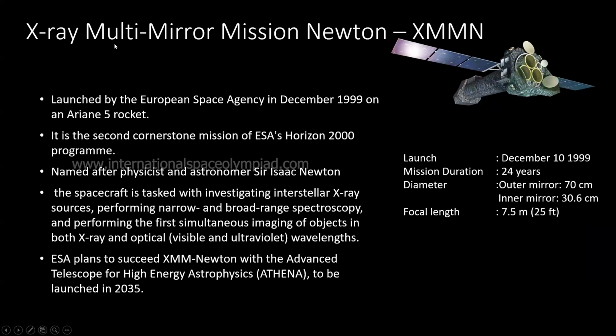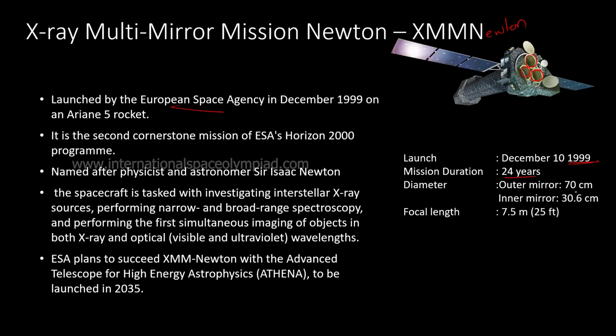Now another one, the X-ray Multi-Mirror Mission Newton, usually called XMM Newton. It is another interesting telescope because it has three telescopes, not just a single X-ray telescope. It was launched by the European Space Agency, ESA, not NASA, on December 10, 1999, in the same year as the previous one. This mission is also still going on, still working after 24 years.